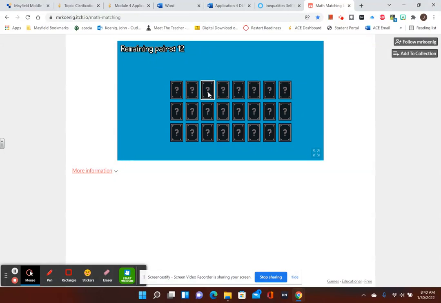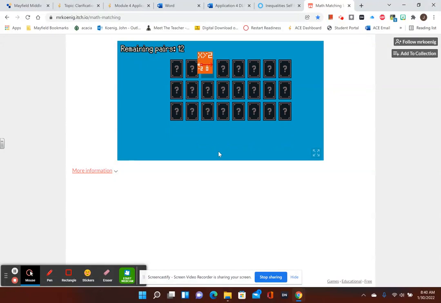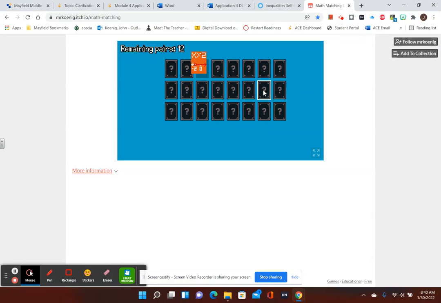So I'm going to click on a card. It pops up. It says x is greater than -2, and there's the graph I'm looking for. So while I'm doing that, I need to find x is greater than -2. So I'm going to go through and click on something else to see what I get. So that is x is greater than -6. So that wasn't a match. So that's what happens if you lose. So now I know that there is x is greater than -2, x is greater than -6.